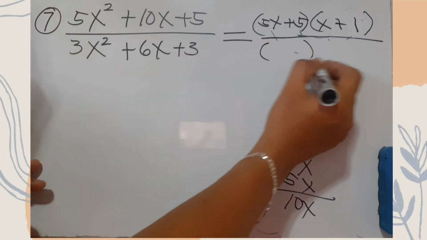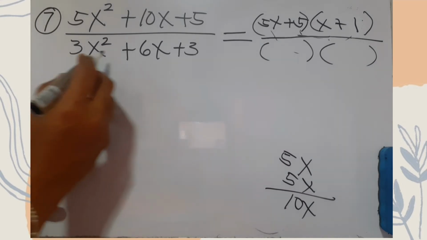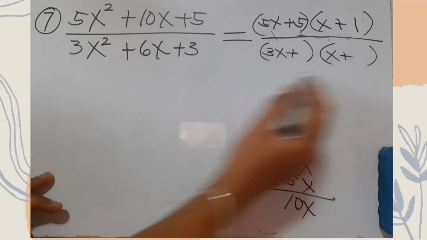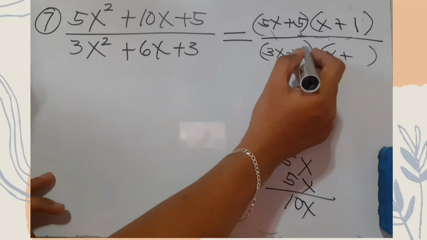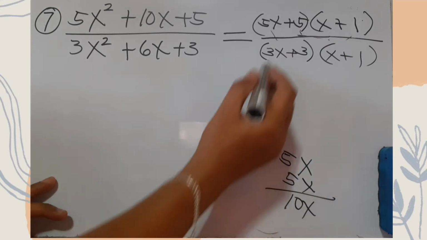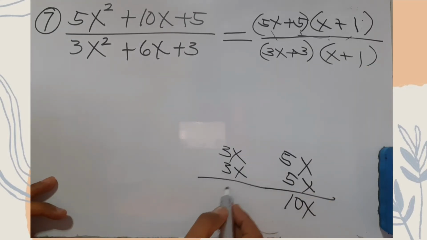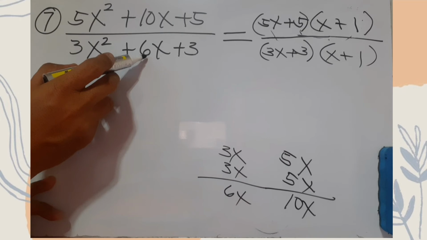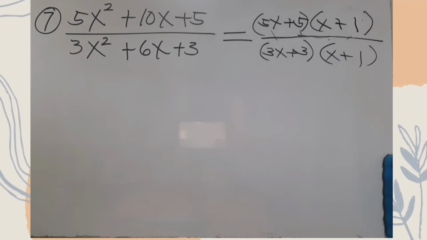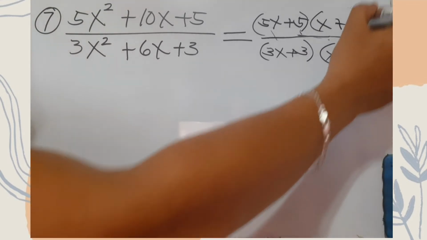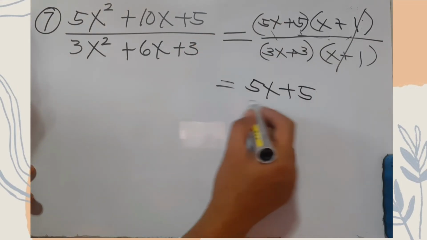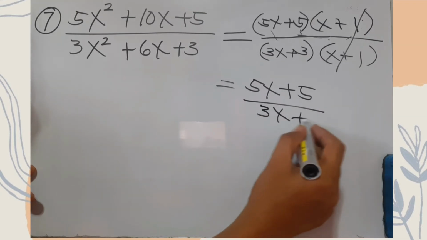Do the same on the denominator. Factors of 3x squared are 3x and x. Same, plus and plus. Factors of 3 are 3 and 1. 3x times x is 3x. 3x times 1 is 3x. 3x plus 3x is 6x. The same with the denominator. Therefore, the two combinations of factors are already correct. Then cancel the common x plus 1, so we have 5x plus 5 all over 3x plus 3.